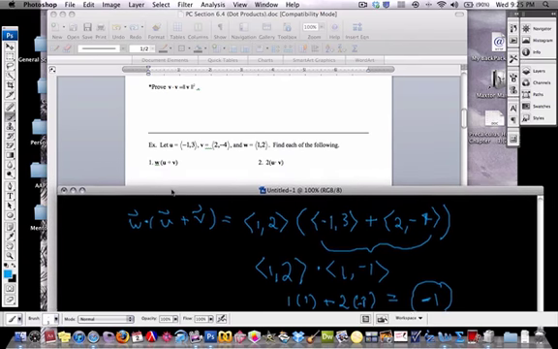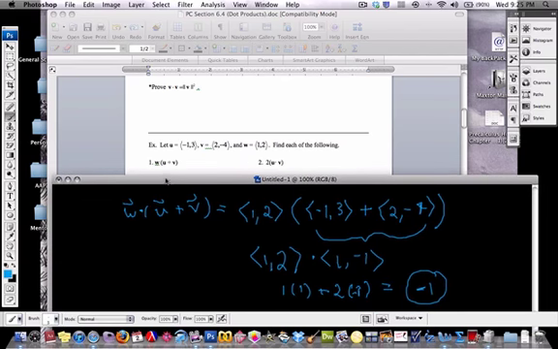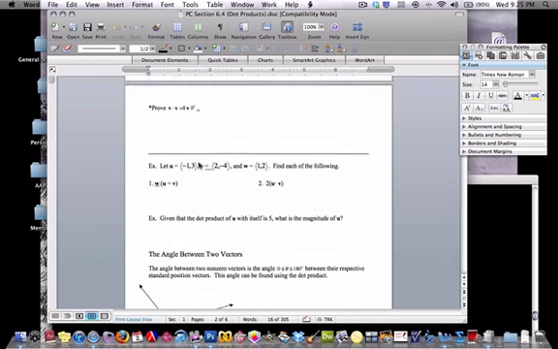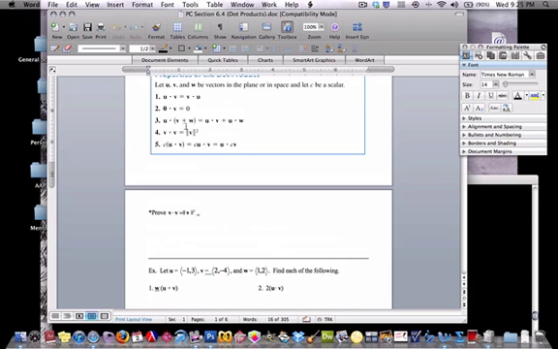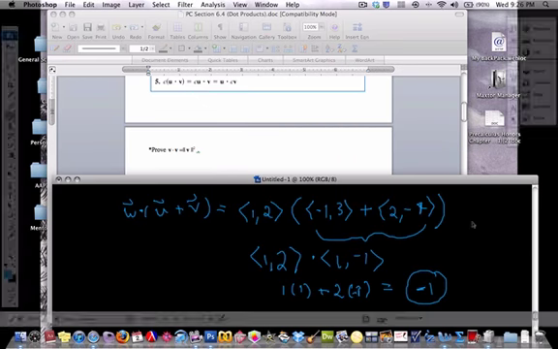The second one, 2 times u dot v. Oh, by the way, if you look at number 1, we did it by first adding the 2 vectors. If you go back to our properties, we had some options. We could have added the 2 vectors first and then done the dot product like we did, or done the dot product of w dot u plus w dot v. We could have done it that way. Here we've got a scalar times a dot product, 2 times u dot v.